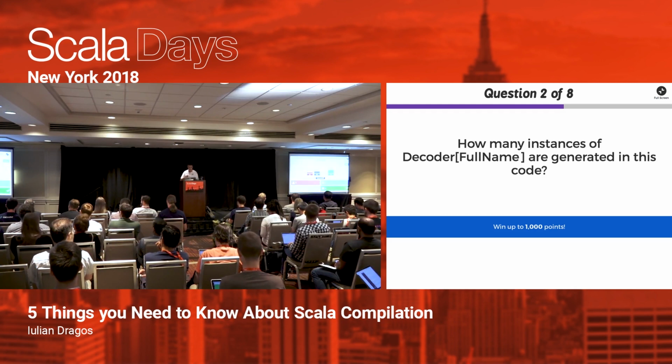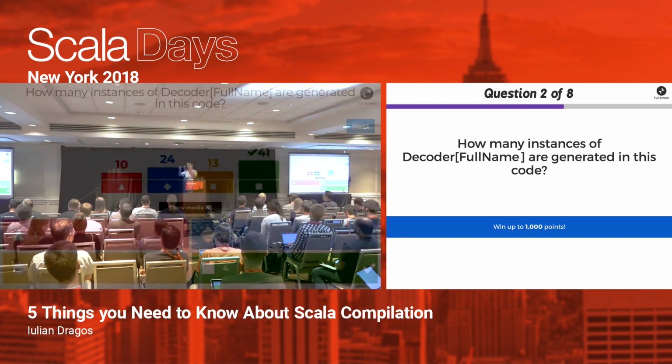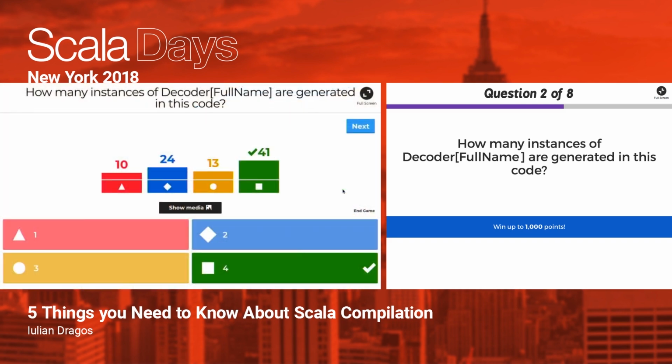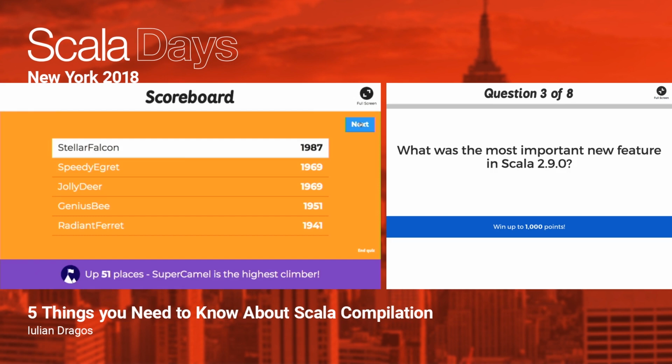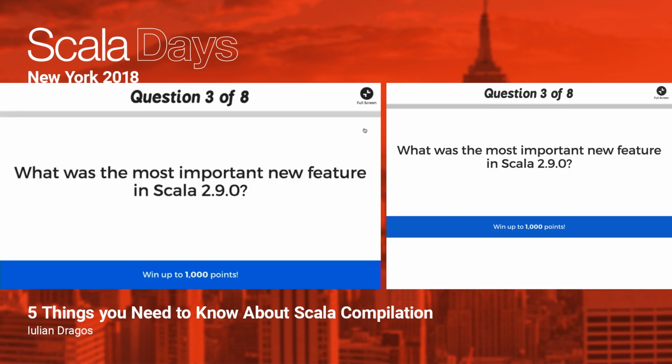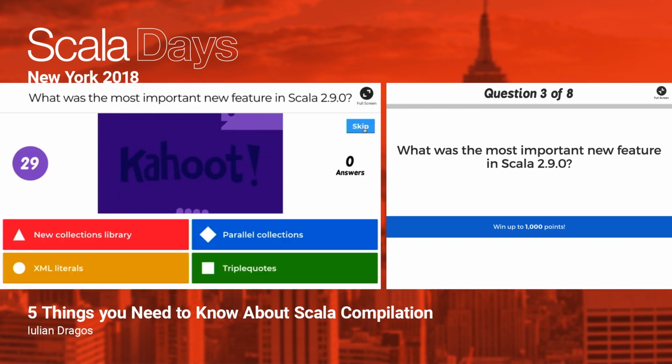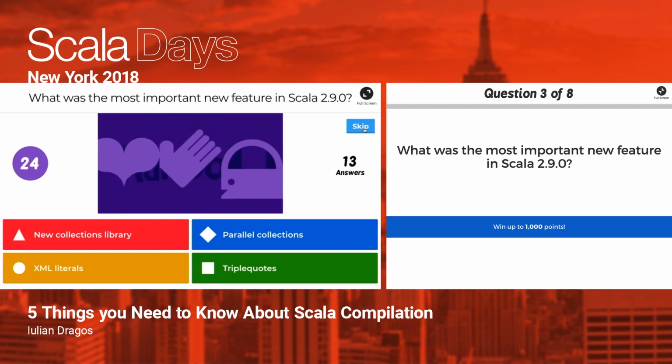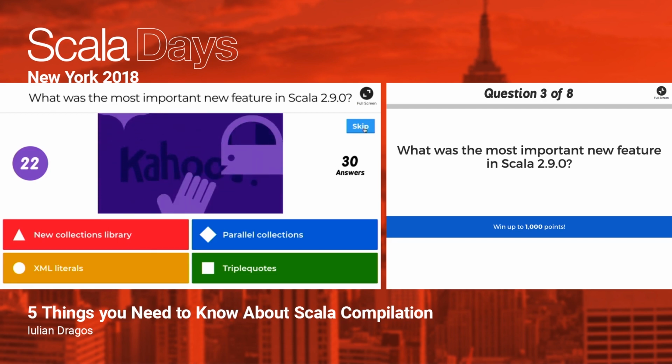All right, most people got it. So four instances, and the reason is because this recursive expansion is generating anonymous instances of this decoder, so they can't really be reused. Each one will be just an anonymous class that gets passed right there where it's needed. Good, let's see. Stellar Falcon has taken the lead. What was the most important new feature in Scala 2.9.0? So we have new collections library, parallel collections, XML literals, or triple quotes.